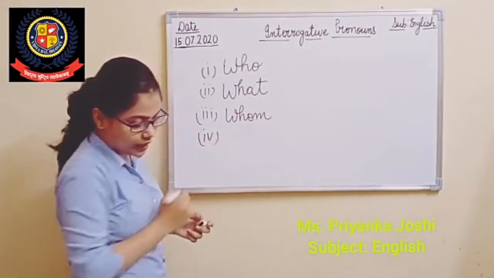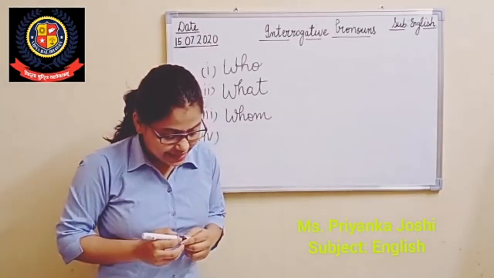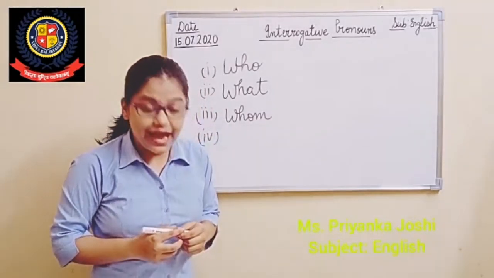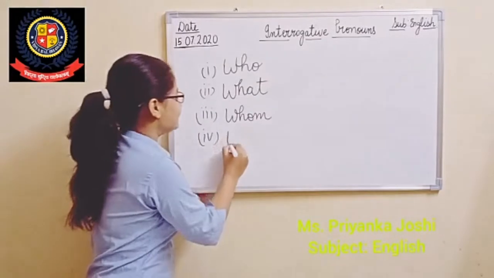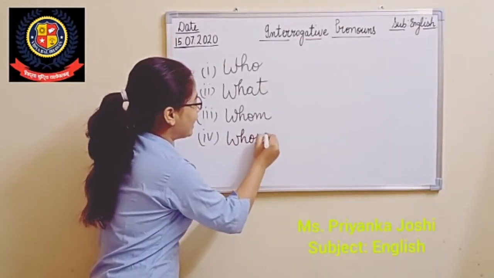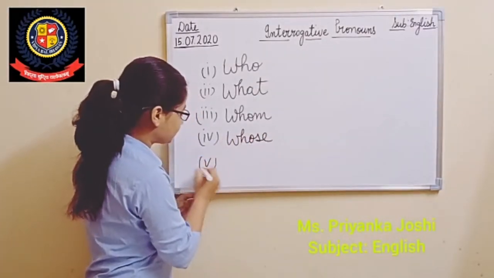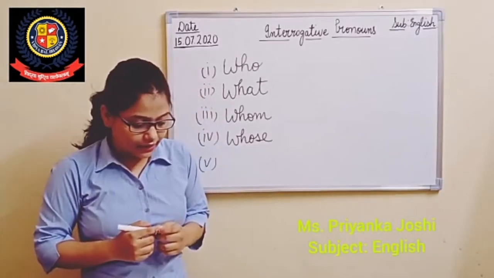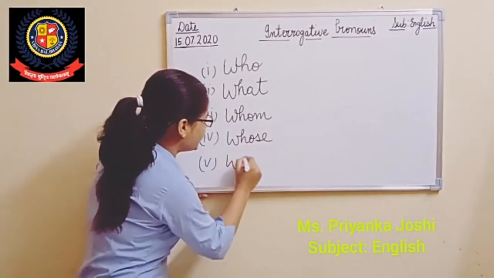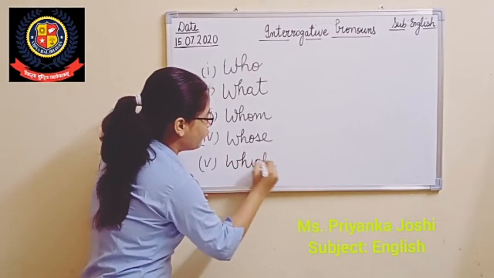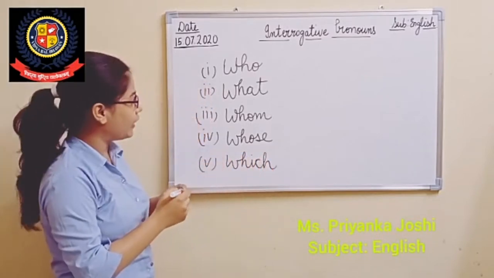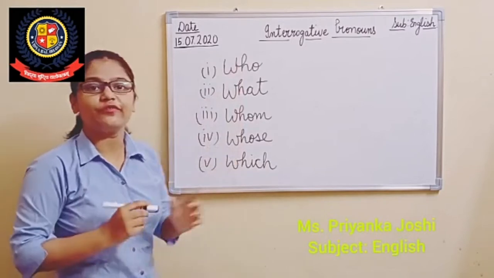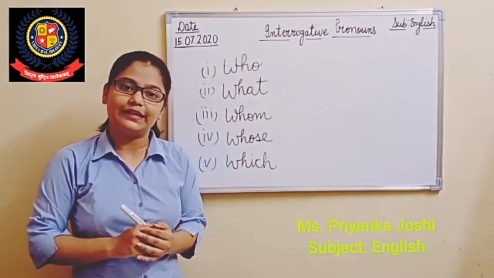Come to the fourth one. Dash is that cycle with a flat tire. Whose is that cycle with a flat tire? Fifth, dash is the switch for the fan. Which is the switch for the fan? Right? So you have to fill in all these interrogative pronouns in these five blanks.